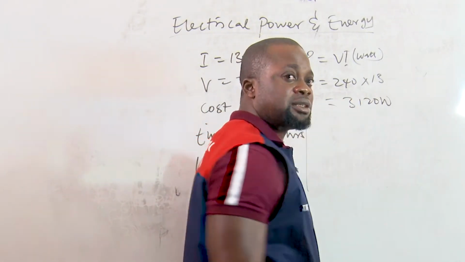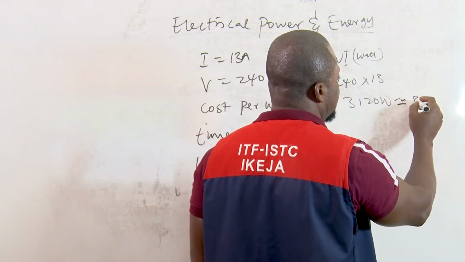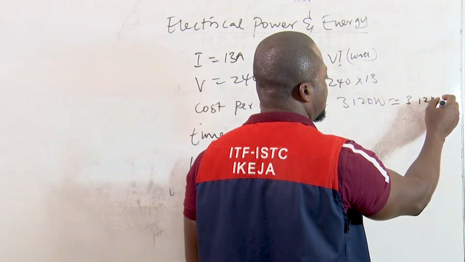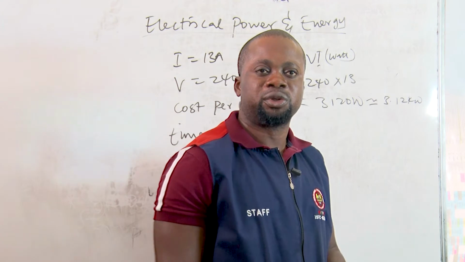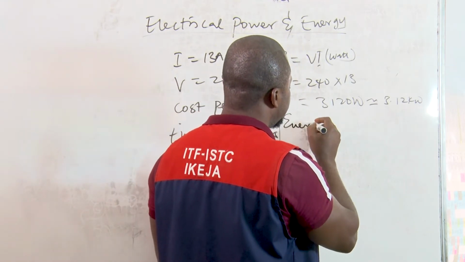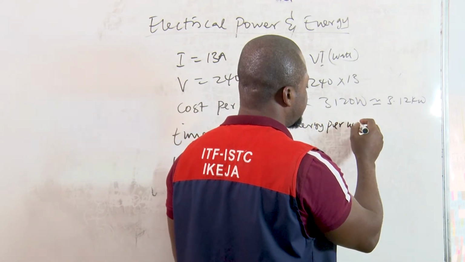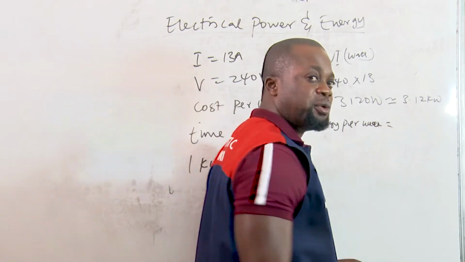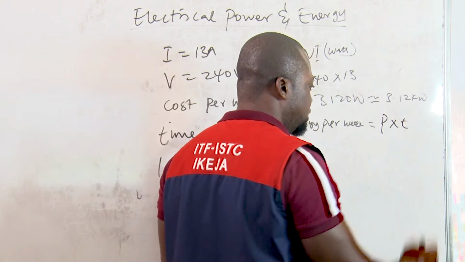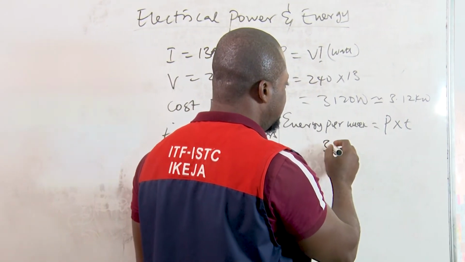3120 watts, which is approximately 3.12 kilowatt. So energy used per week, it has to do with what? Energy consumed per week will now be power times time. P times T.